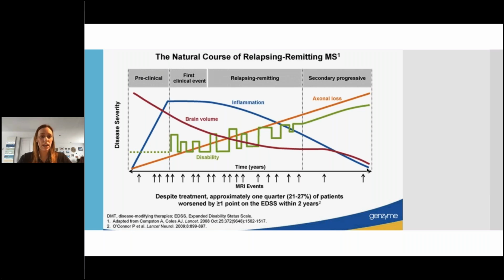So as you can see here, the inflammation is very predominant during the first phase of the disease, while neurodegeneration with axonal loss and brain atrophy are more important in the progressive phase. So as you can see on that diagram, the MRI events are quite common, but we don't always see them in clinic, and that's why MRI follow-up is very important.